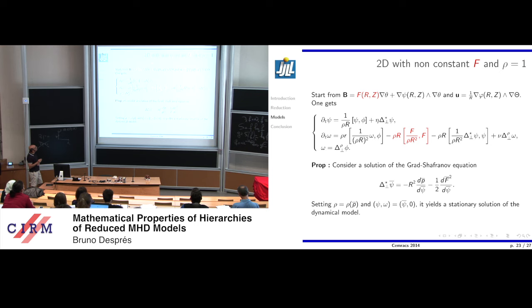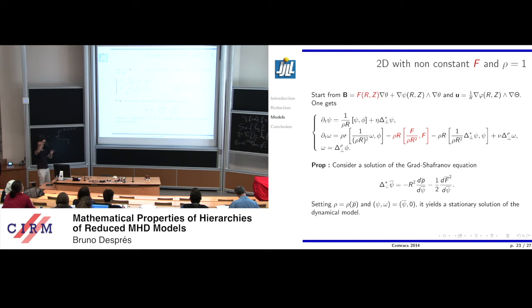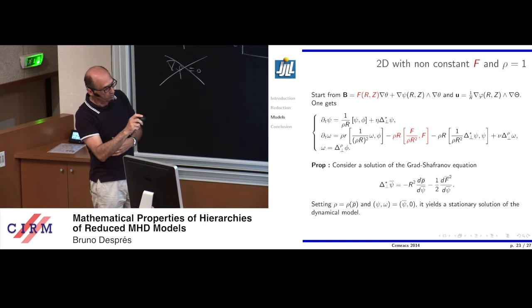First, I will write a model with a non-constant in space, but constant in time forcing term, which means that somehow the coils are designed in such a way that they force a toroidal field, but the toroidal field is varying in space. This is why you have a F, which is now no more 0. And you still have the poloidal correction. And for simplicity, rho is equal to 1 here, but you can put it back if you want. And the velocity is that one.